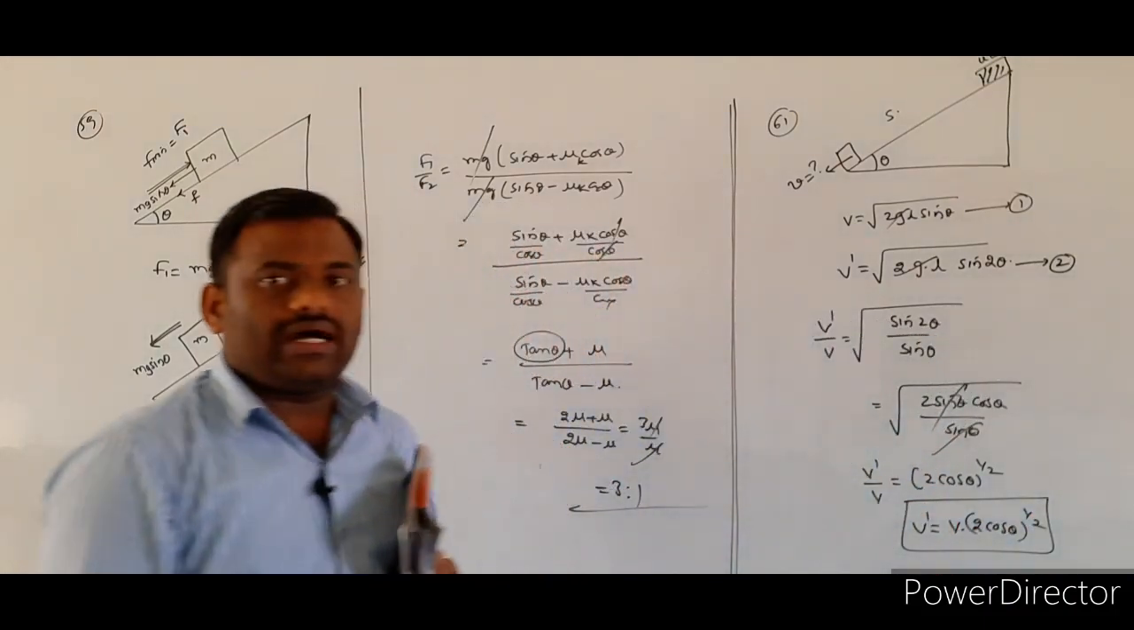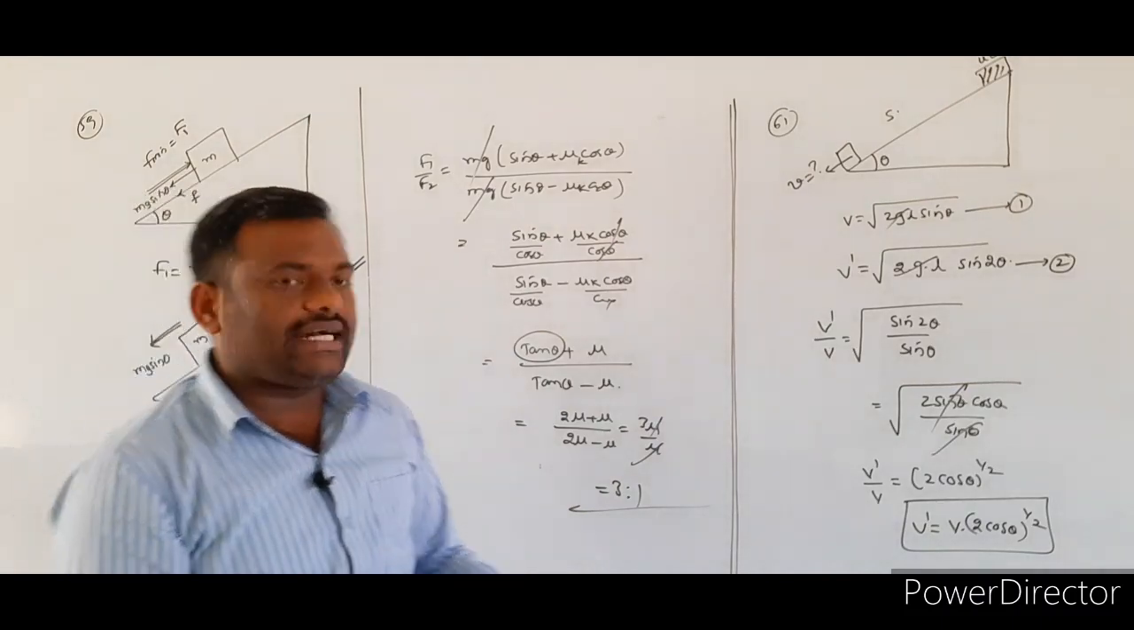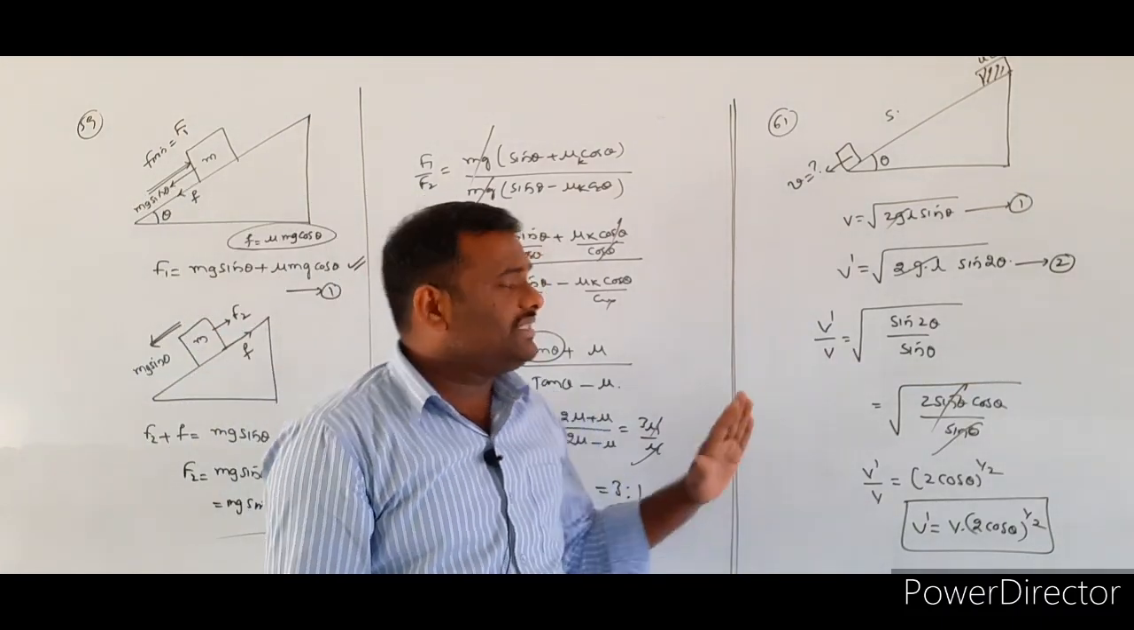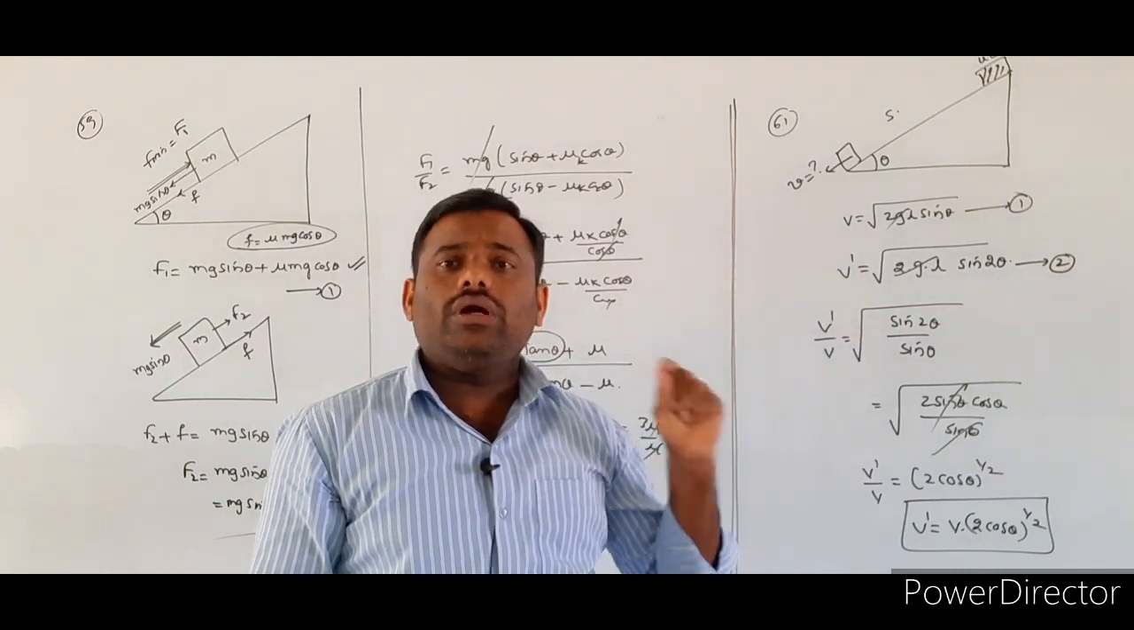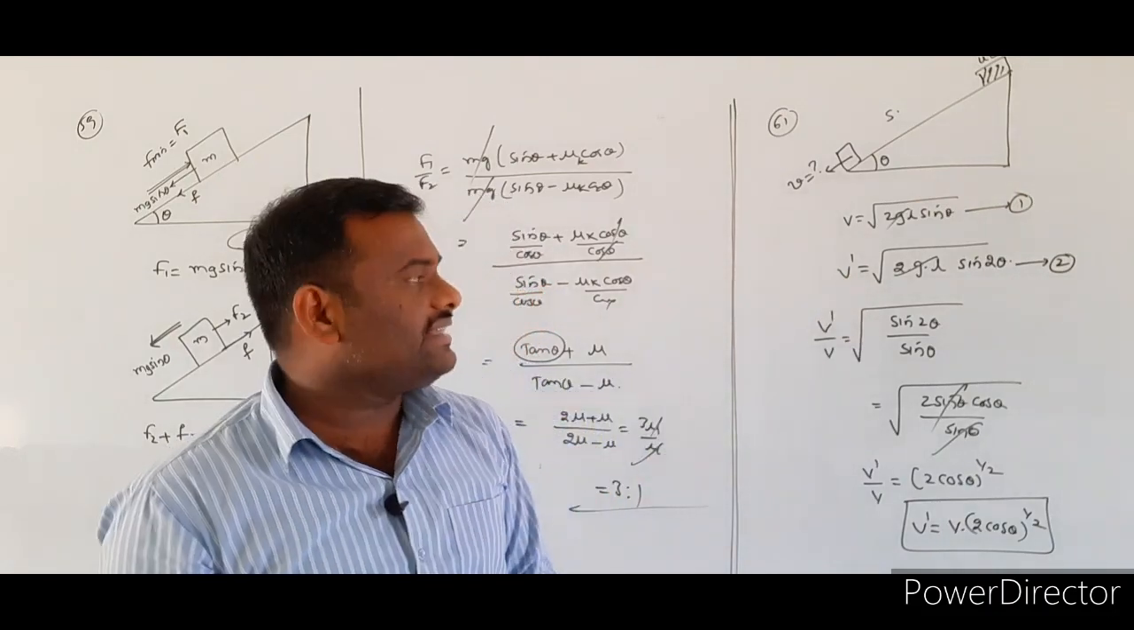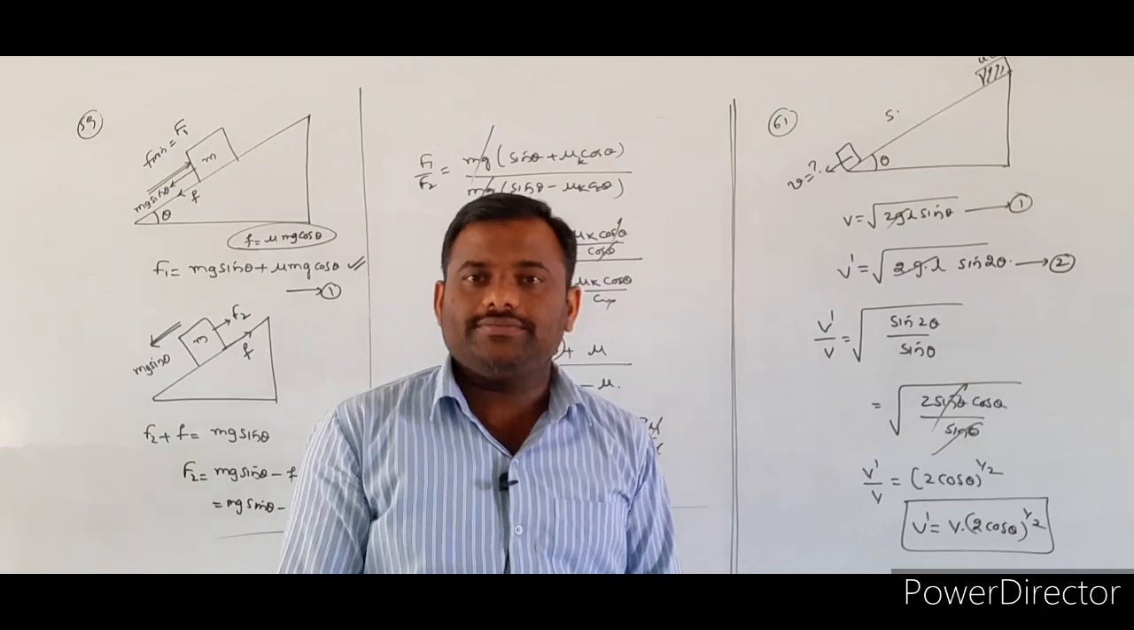v dash is equal to what? v into 2 cos theta whole power 1 by 2. Like this we have to solve. Simple formula we have to remember: v is equal to under root of 2gl sin theta. Problem 62. Already we solved problem number 59, same concept. 63 will be the direct formula that is in the material.